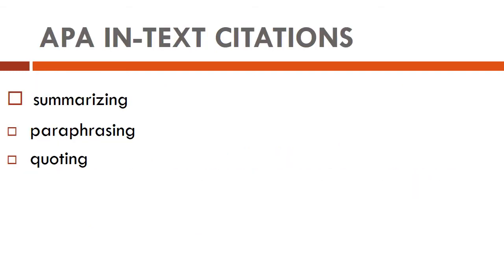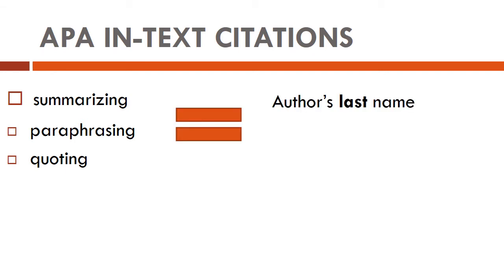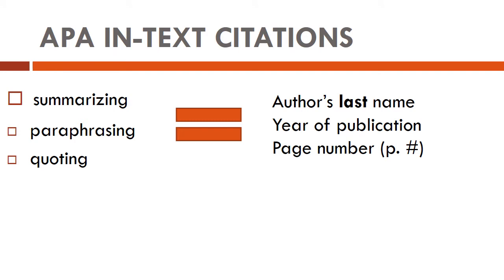So what information do you have to put inside an in-text citation? Well, whenever you summarize, paraphrase, or quote, you must put directly afterwards, in parentheses, the following 3 pieces of information. 1, the author's last name, and only the last name. Do not include the author's first name. 2, the year of publication. When was the document that you are summarizing, paraphrasing, or quoting from published? And finally, the page number with a P dot before the number.